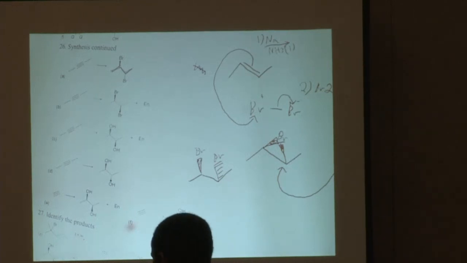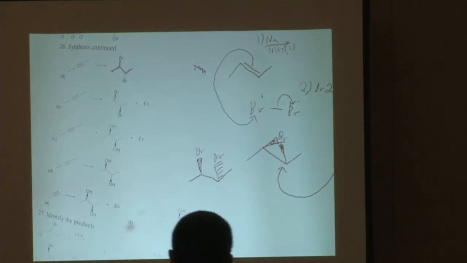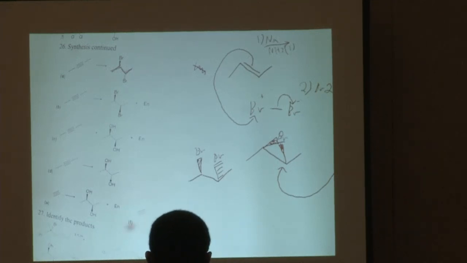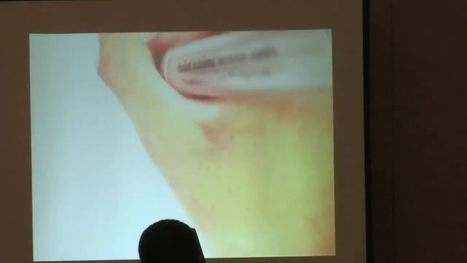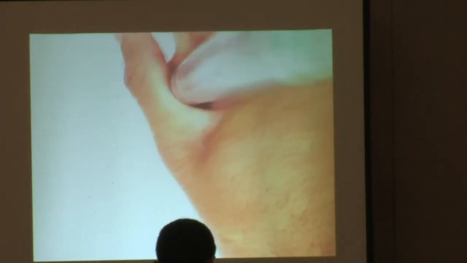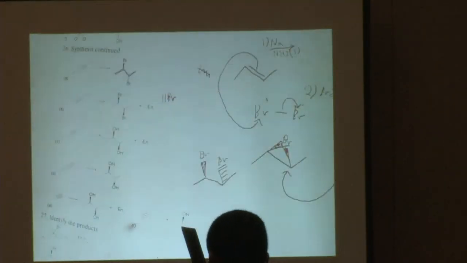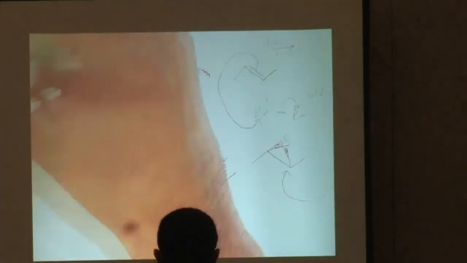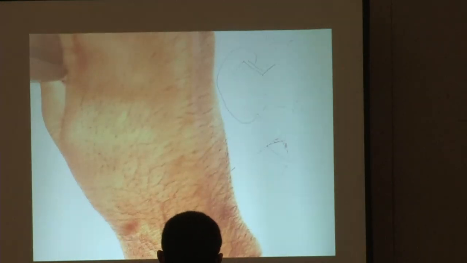So the next one you can see is really similar, but instead of having anti-addition of Brs, it's syn. So this one's going to work differently. You can do HBr for your first step. And it's going to get rid of one double bond. So HBr.